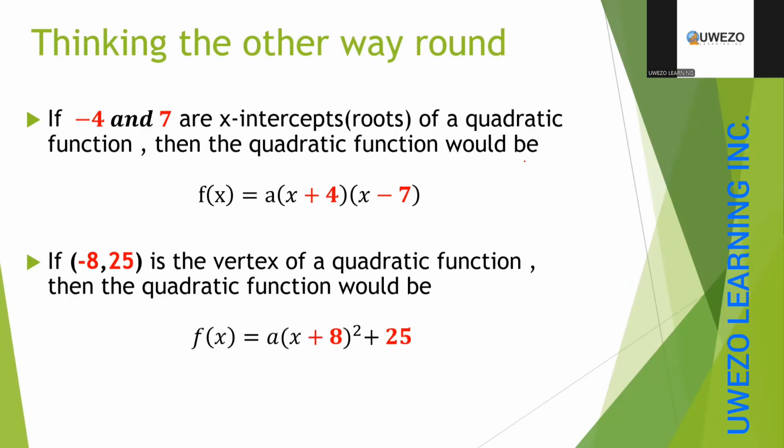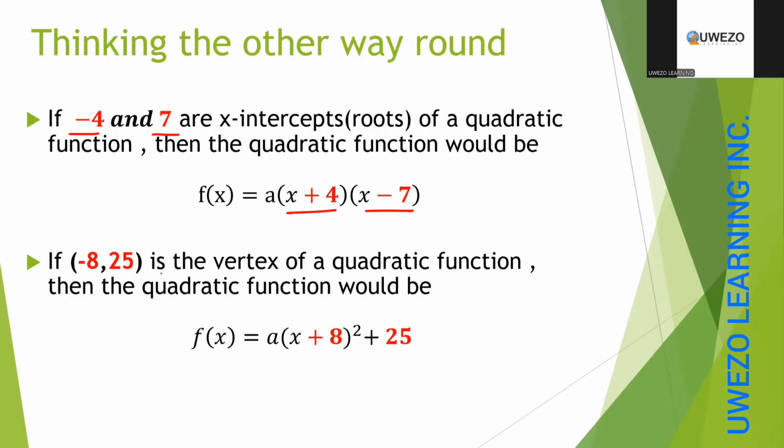So far, we understood how to calculate the intercepts, the vertex and axis of a parabola, and also the different forms. Now, if the x-intercepts are already given and we are asked to find the quadratic function, we can rewrite it in the factor form and get the corresponding quadratic function. So if minus 4 and 7 are the x-intercepts, then the corresponding quadratic function would be f of x equals a times (x plus 4) times (x minus 7).